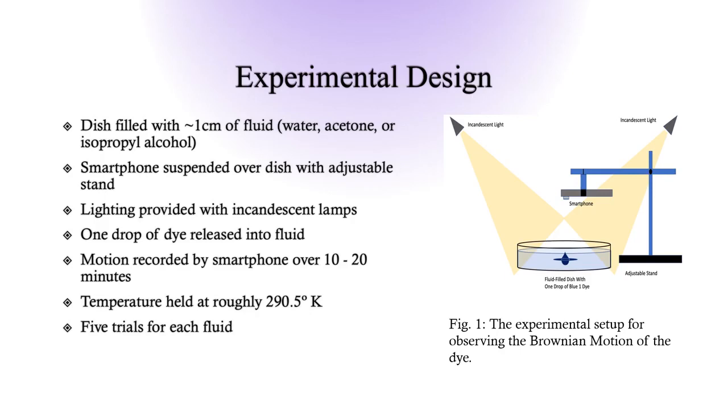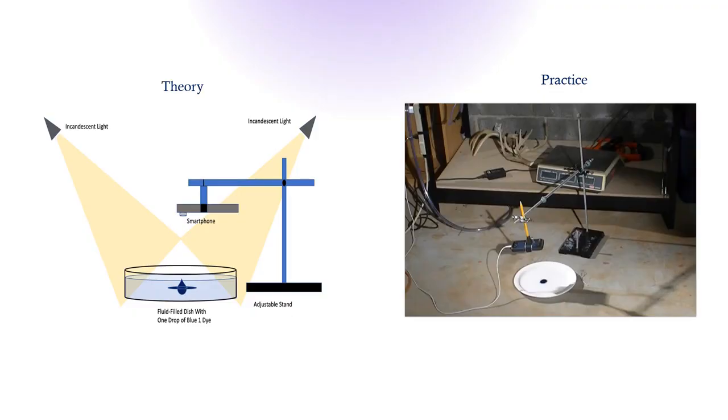The smartphone was used to record videos of the diffusion at 30 frames per second with a 1920 by 1080 pixel resolution. Since the diffusion constant is dependent on temperature, we performed the experiments at a roughly constant temperature of 290.5 degrees Kelvin, measured by a digital laboratory probe, so that the data could be comparable. Shown here is a comparison of our experimental setups in theory and in practice.